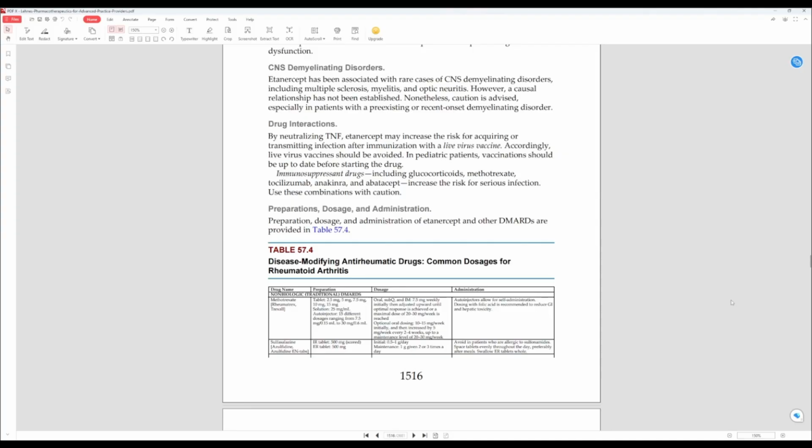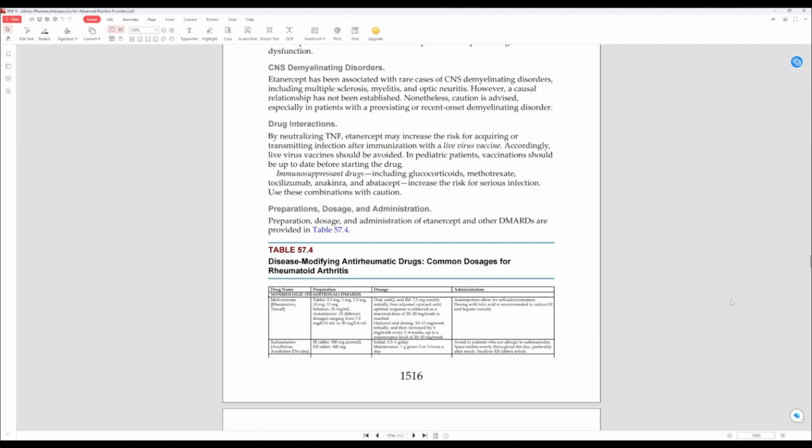Drug interactions. By neutralizing TNF, etanercept may increase the risk for acquiring or transmitting infection after immunization with a live virus vaccine. Accordingly, live virus vaccines should be avoided. In pediatric patients, vaccinations should be up to date before starting the drug. Immunosuppressant drugs, including glucocorticoids, methotrexate, tocilizumab, anakinra, and abatacept, increase the risk for serious infection. Use these combinations with severe caution.